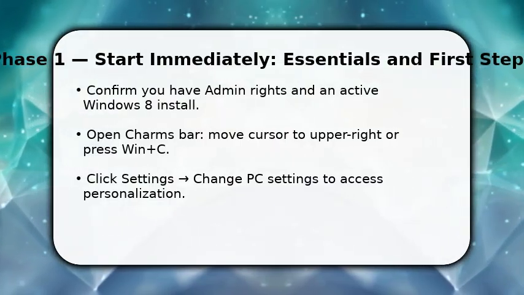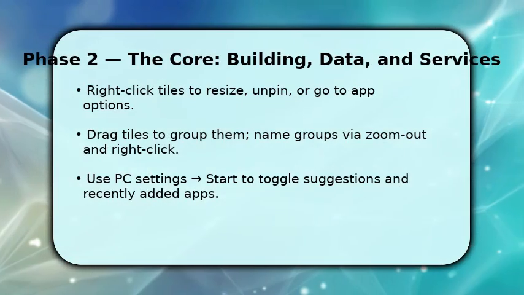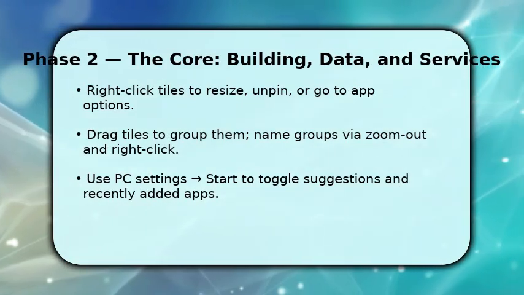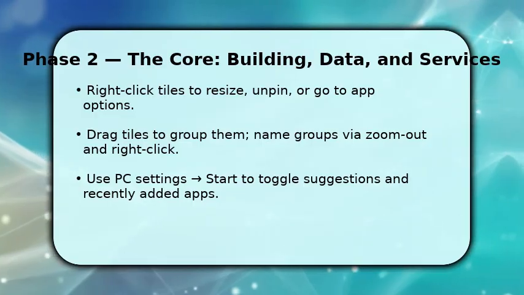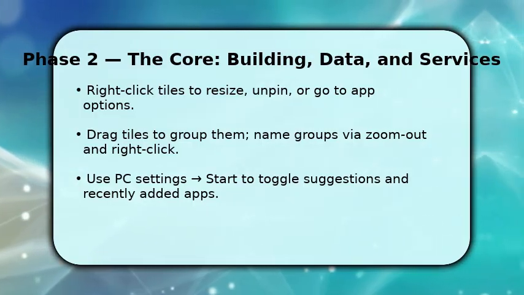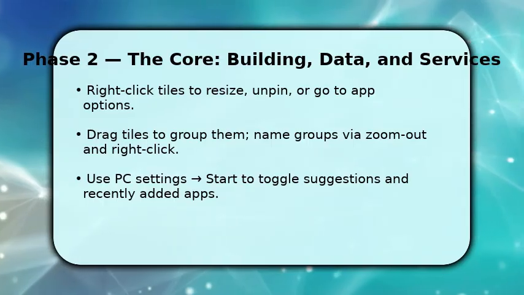Now you'll reshape the start screen. Right-click any tile to resize it, unpin apps you don't use, or access app-specific options. Drag tiles to form logical groups, then zoom out, right-click the group, and give it a descriptive name.